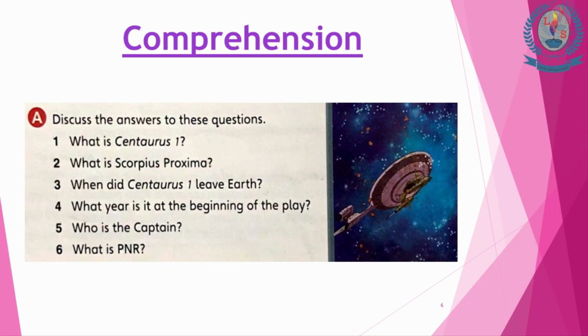Third question. When did Centaurus 1 leave Earth? Centaurus 1 left Earth in 2100. Fourth question. What year is it at the beginning of the play? The play begins in 2492. Fifth question. Who is the captain? The captain is John Fermi.